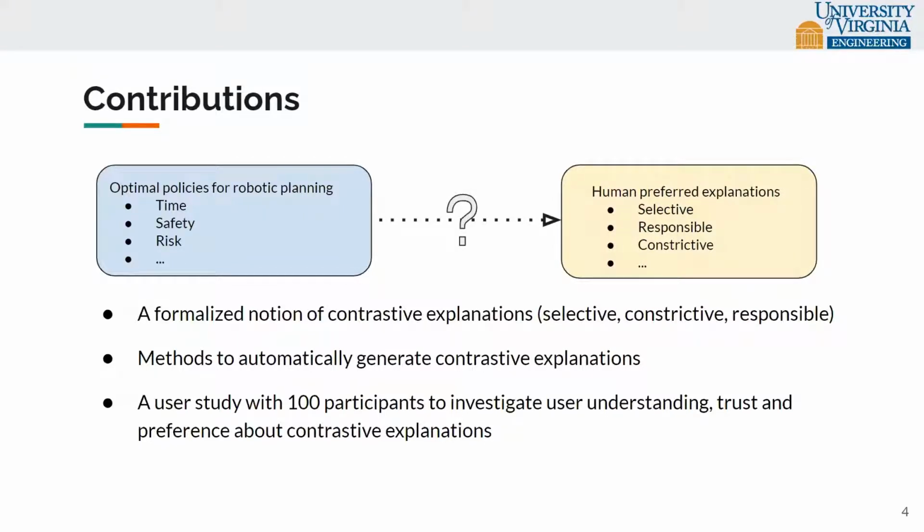We want to answer this with our contributions in this paper, where we first formalize the notions of selectiveness, constrictiveness, and responsibility in mathematical terms, and then we present methods to automatically generate contrastive explanations with these key factors. And finally, we conducted a user study with 100 participants on Amazon Mechanical Turk to investigate user understanding, trust, and preference about the generated explanations.